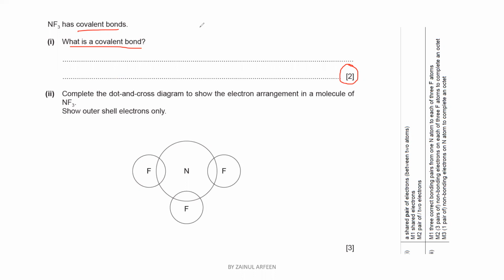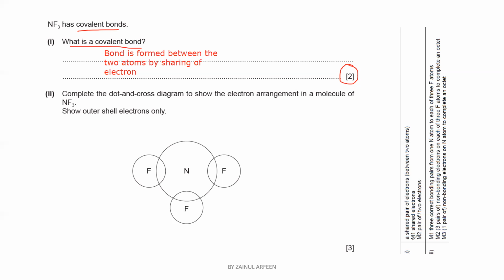So the definition: a bond is formed between the 2 atoms by sharing of electrons. So when the bond is formed between the 2 atoms by sharing of electrons, that is what we call a covalent bond. You can use the term non-metal or 2 atoms, you can also mention.